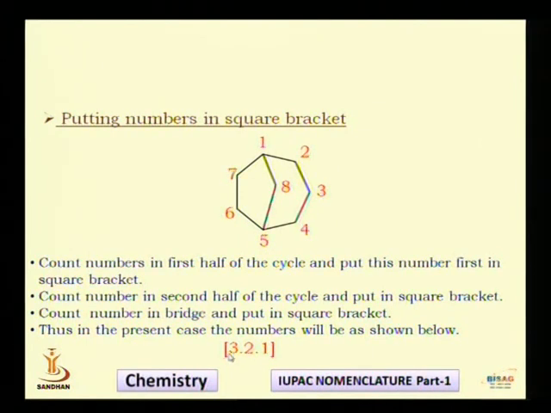So I have to put that in a square bracket. So I have written 3. 3 means it is the number of atoms which are coming across in the first half cycle. Then you count the number of carbon atoms in the second half. So this is my second half. So there are 2 carbons. So I will be writing 2 over here.